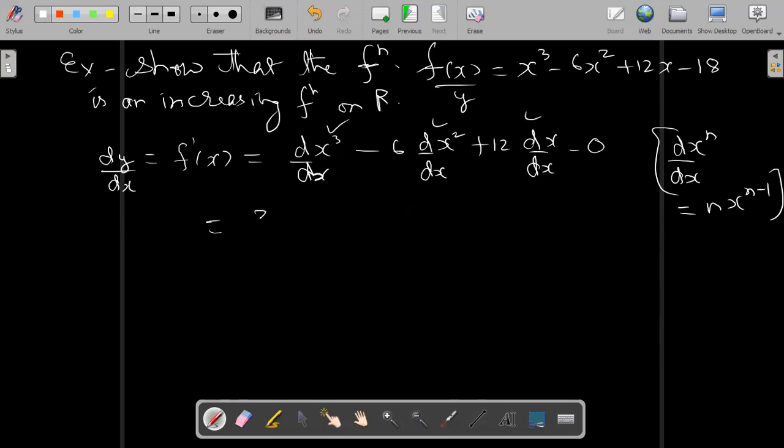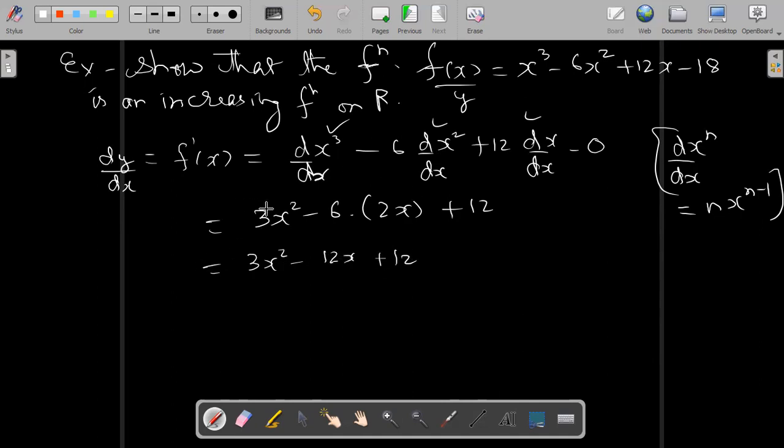So we have 3x square, minus 6 into 2x, differential of this being nx to the n minus 1, and the differential of x is 1. So this will become 3x square minus 6 twos are 12x plus 12.